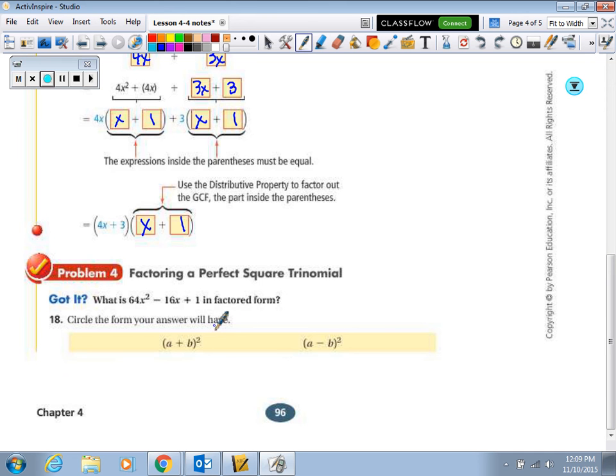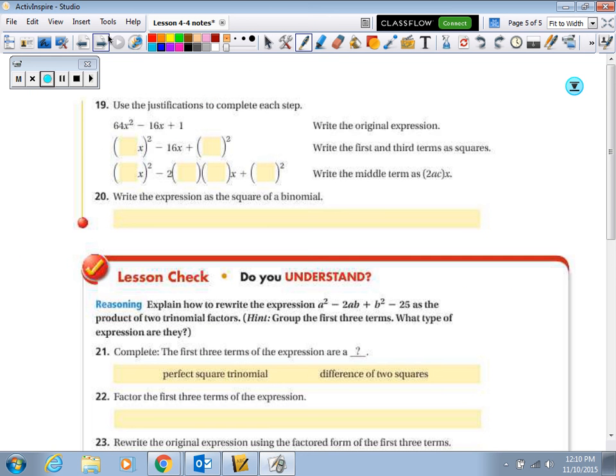Now, what you want to notice here, perfect square trinomial, is that all of these are perfect squares: 64x squared, and then 16, and then 1. In order to factor it, the signs are the same and they're both minus. So therefore, it's this one. And if you don't remember, a minus b quantity squared is a squared minus 2ab plus b squared. Hopefully most people will remember this as you go through.